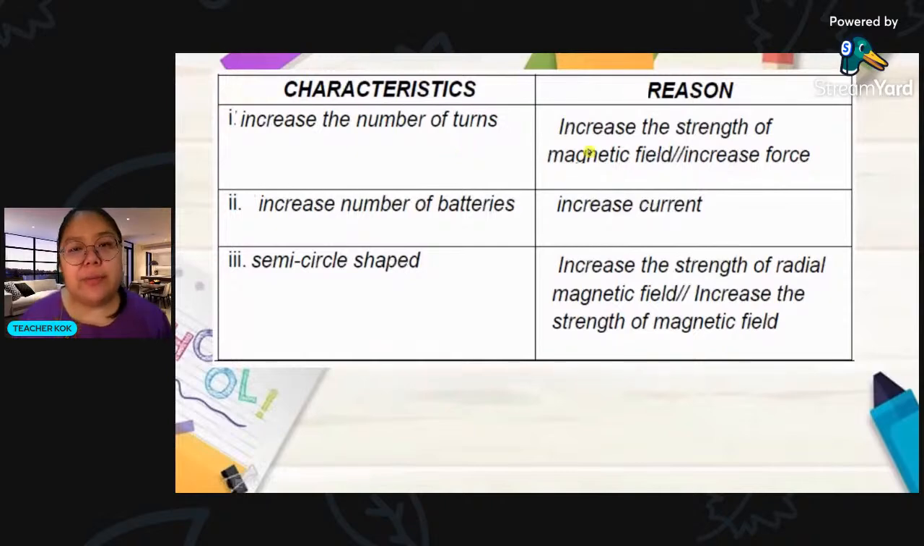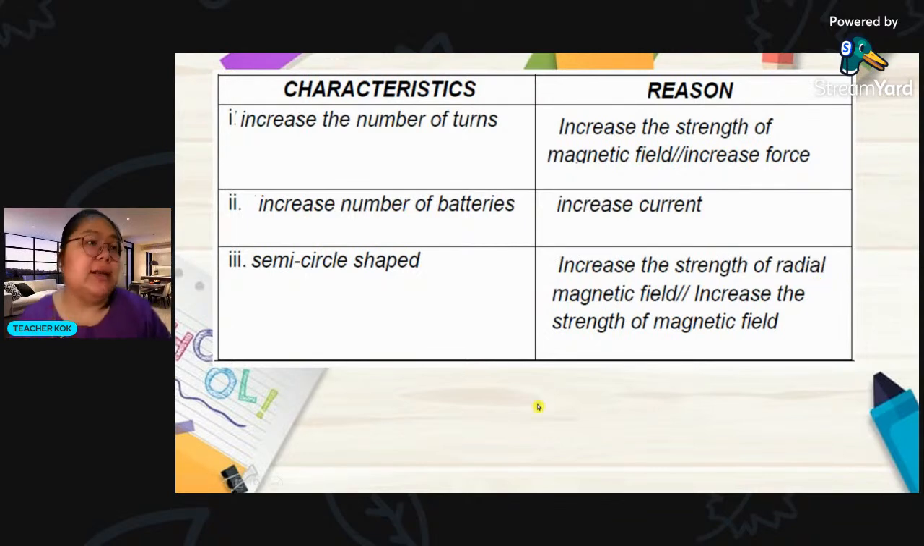Increase the strength of the magnetic field, or you can say increase the force. Number 2, increase the number of batteries, then increase the current. Last one, I want the semicircular shape. Reason: increase the strength of the radial magnetic field. Radial magnetic field means the curved one. The shape of the magnetic field becomes closer at the center, so we call it a radial magnetic field. You can also say increase the strength of the magnetic field.